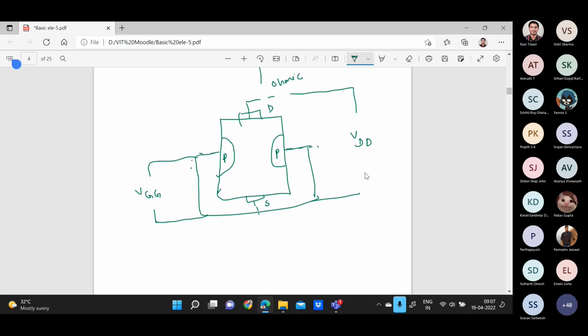Now in the first case, what I am assuming is that the input terminal, the voltage connected to the gate terminal, we are assuming as reverse bias.